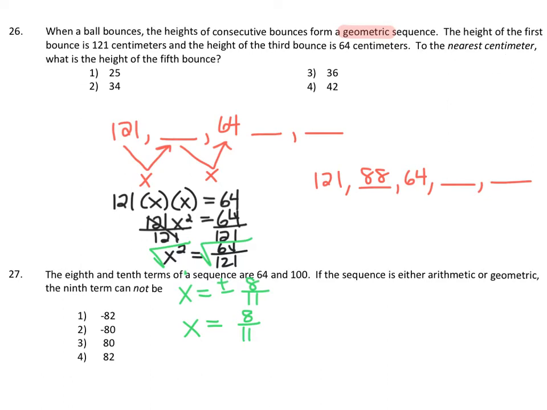So this one is about 46.5. Now, if I take that exact answer that's in my calculator and multiply it by 8/11ths again, it gives me about 33.8. So to the nearest centimeter, that would be 34 centimeters.